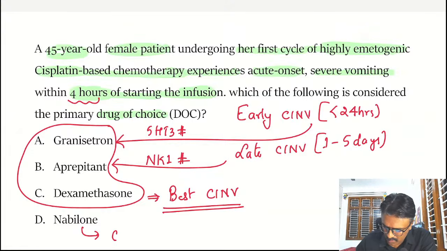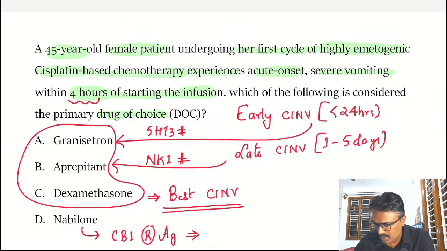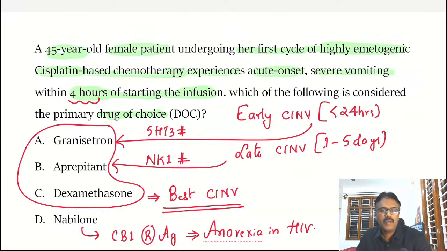Nabilone belongs to cannabinoid 1 receptor agonist, and it is used for resistant vomiting, and also it has been used for anorexia in HIV patients. Cannabinoid 1 receptor agonist.